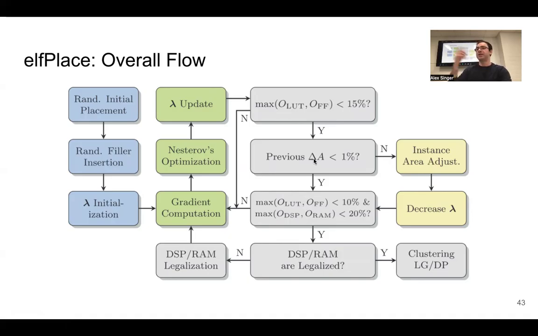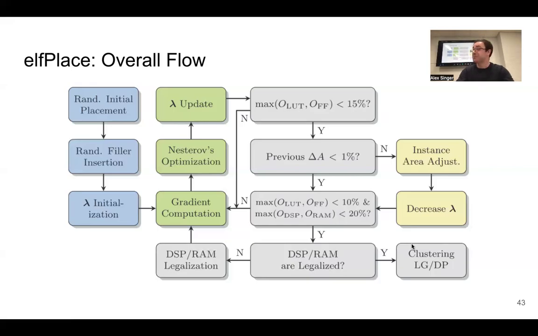If the last time we did the area adjustment we didn't change the area by all that much, we then go down and check: is the overlap now 10%, and are the DSP and RAMs mostly legal? If yes, we lock down the DSP and RAMs. They use a min cost flow to legalize their DSP and RAMs. Once they're locked down, they then do the global placement again. This time they keep going until the LUTs and flip-flops are nice and happy. And possibly your previous picture came after they locked down the DSPs and RAMs.